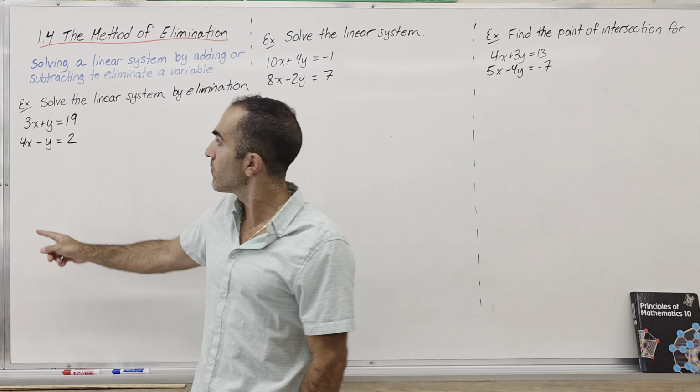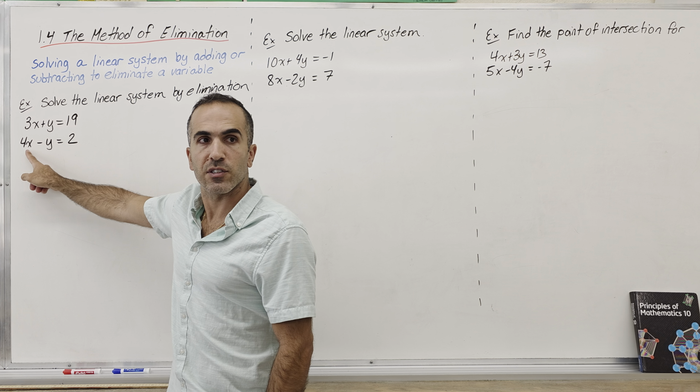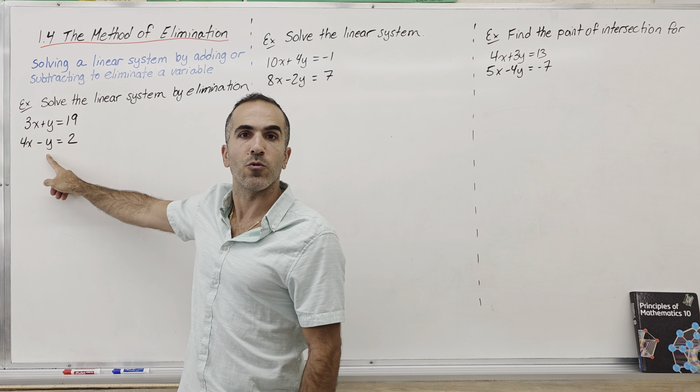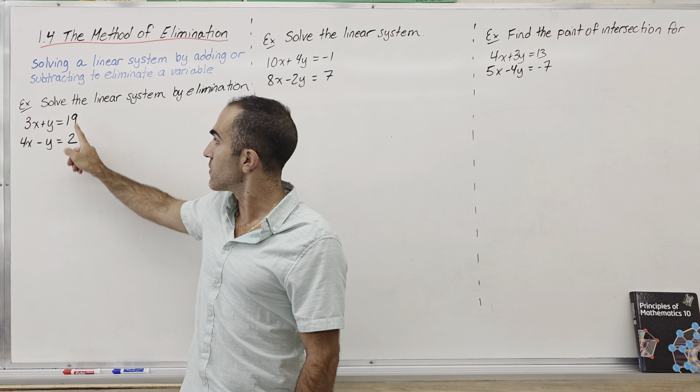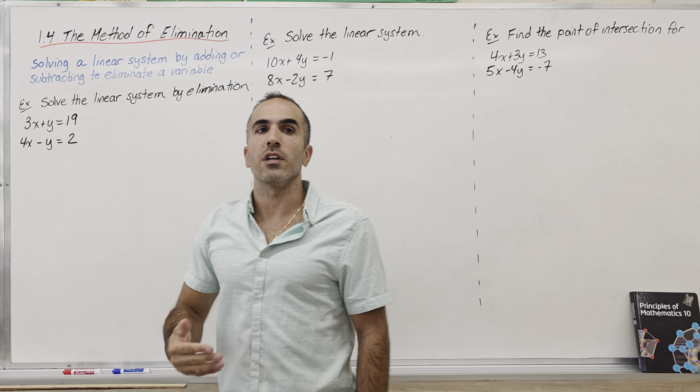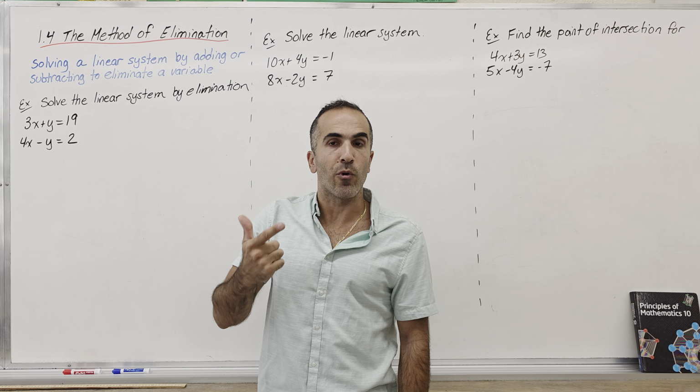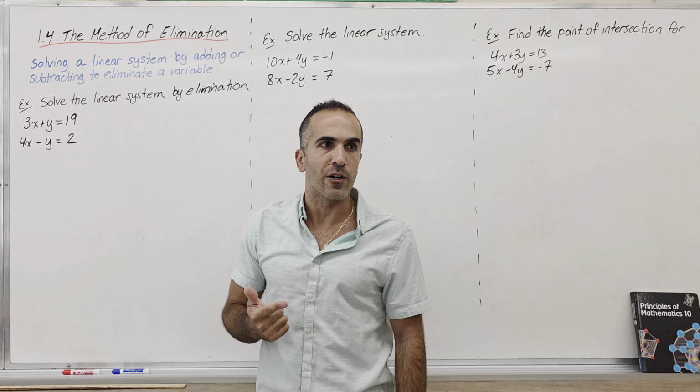Let's try to add. 3x and 4x is 7x. Y plus negative y, 0. I've just eliminated the y's. And this is a 21. So I have to choose either addition or subtraction, whatever operation leads to an elimination of a variable.